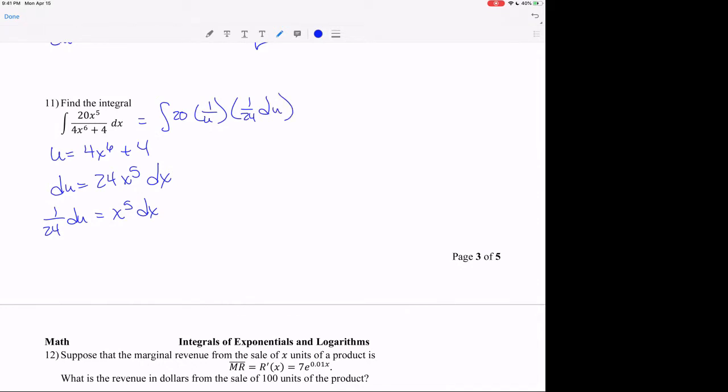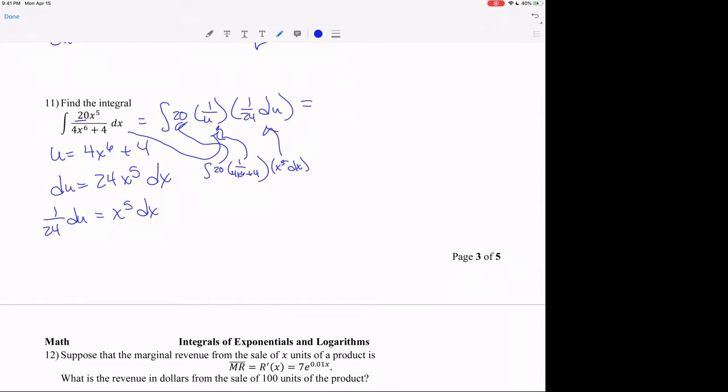Okay, so this is a tag along. So I'm going to come over here and put a little step here. So this is the integral of 20 times 1 over 4x to the 6 plus 4. So that's my 1 over u times x to the 5th dx. So there's my 20, there's my 1 over u, and there's my du, just so that you can see each little piece.